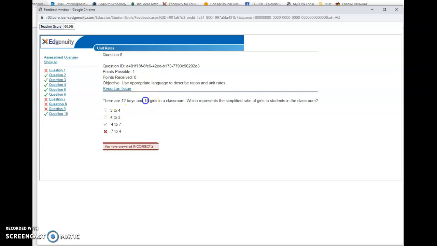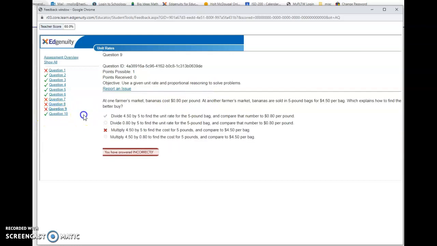So we need to write the ratio as 16 girls, and there's 12 boys, so 16 plus 12 is 28. So we need to write it as 16 to 28. And we can simplify 16 to 28 as 4 to 7. So 16 over 28 is the same as 4 to 7.